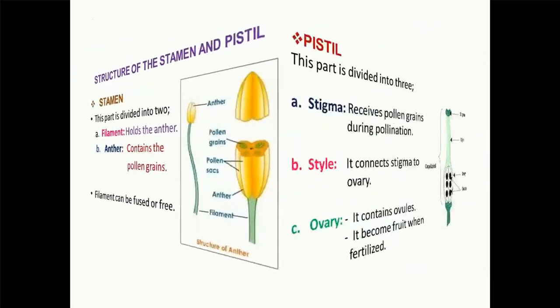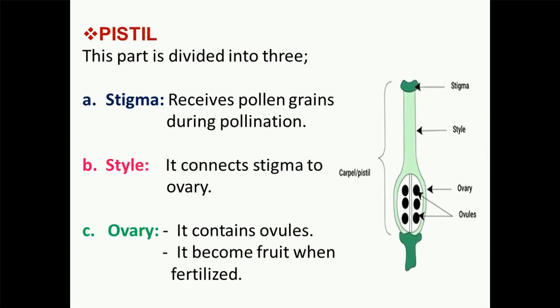So also let's look at the structure of the pistil. The pistil is the female reproductive organ, and this part is divided into three. The first one is called the stigma. Now the stigma is the one that receives pollen grains during pollination. So check the video on pollination for a better understanding of this.